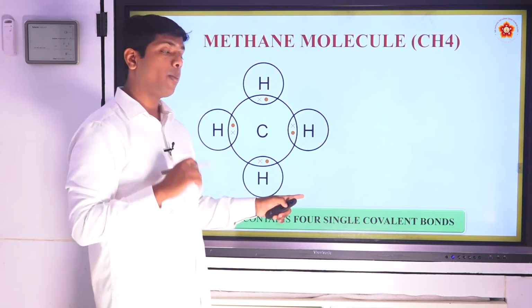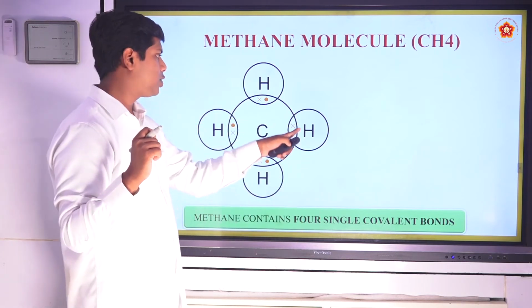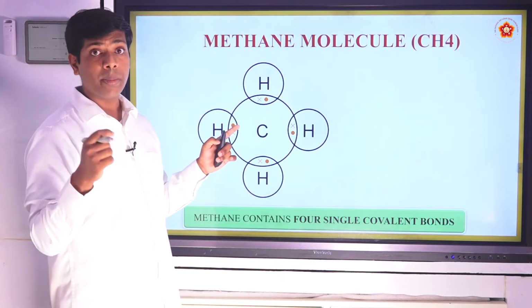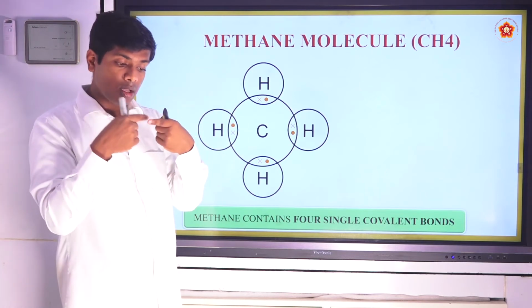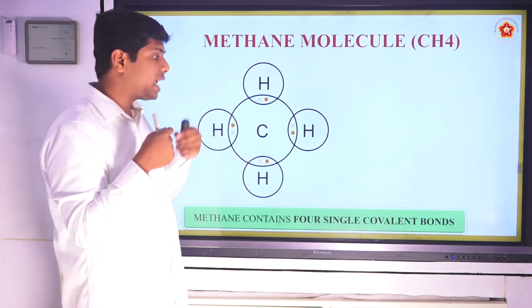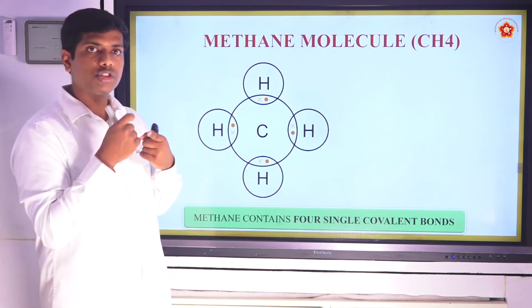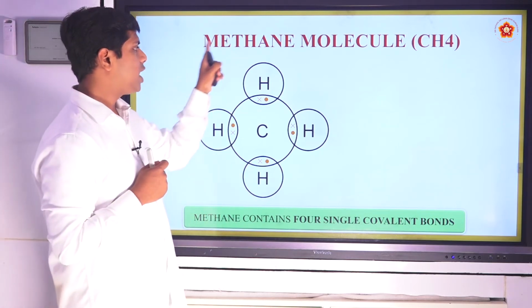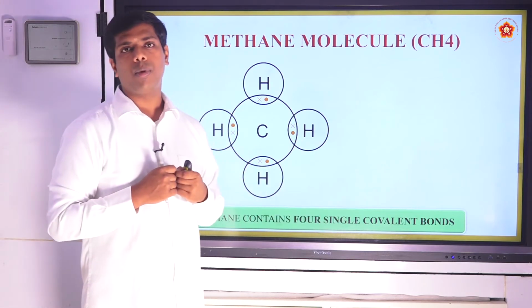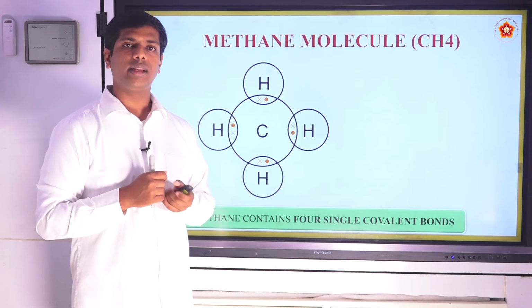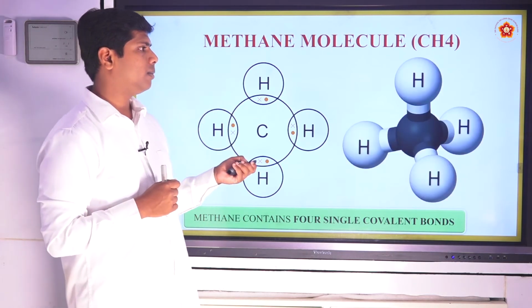Methane contains how many covalent bonds? 1, 2, 3, 4. Covalent bond means sharing of electrons, very important. Both atoms have to share their electrons. So, how many covalent bonds are present in methane molecule? There are 4 single covalent bonds present in methane molecule.